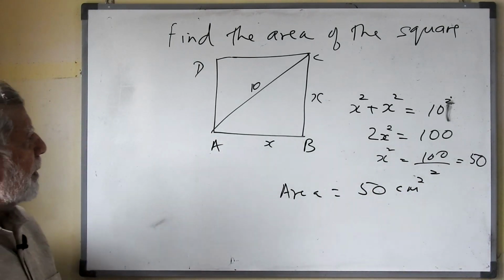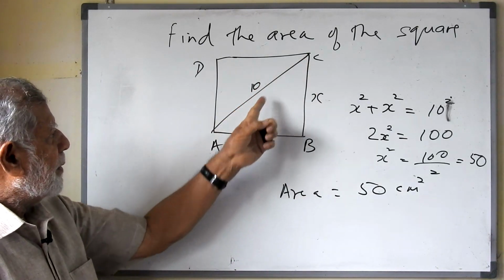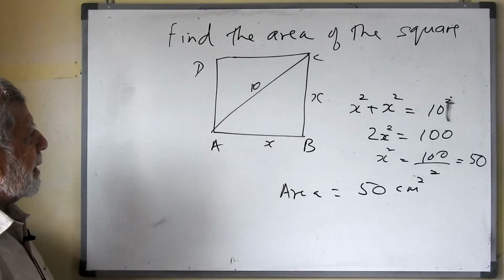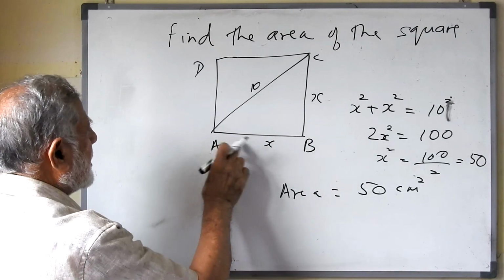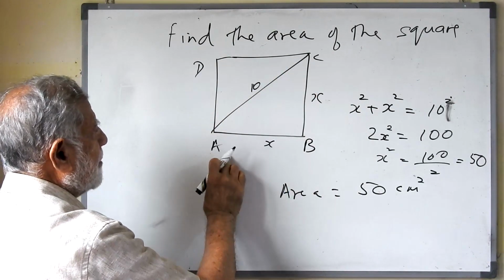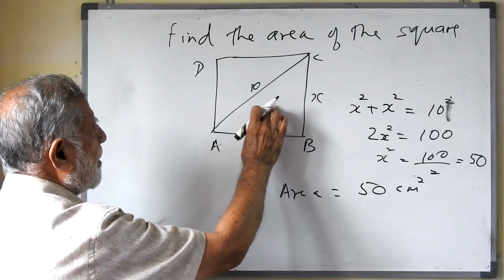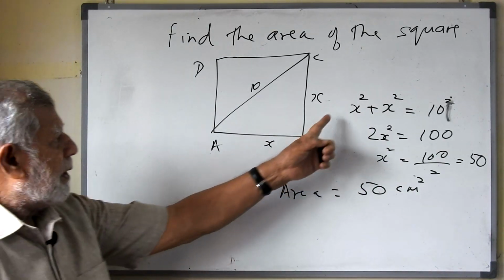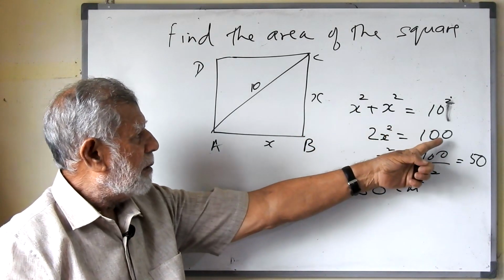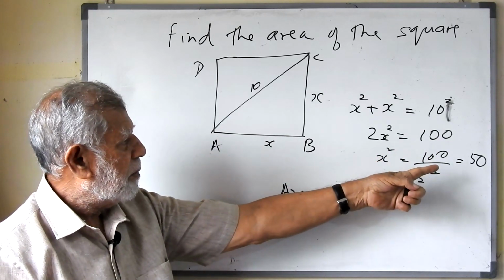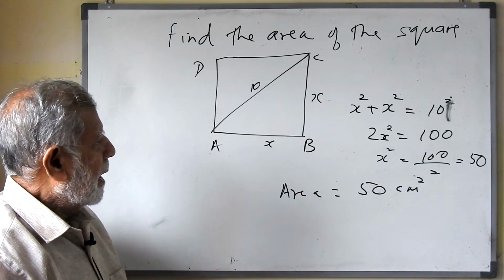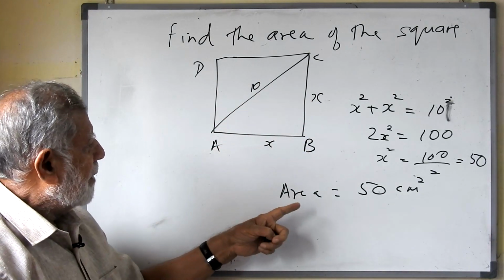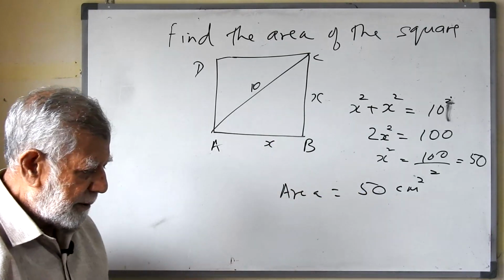We'll go through this again. This is a square, and you have to find the area of the square. They are given only the diagonal equal to 10. So, we will take one side as x, and all the others will also be x. If we take this triangle, by the Pythagoras theorem, x squared plus x squared equals 10 squared. So, 2x squared equals 100, and x squared equals 100 divided by 2, that is 50. Now, the area of this square is x into x, that is x squared. So, automatically we have area equals 50 centimeter squared.